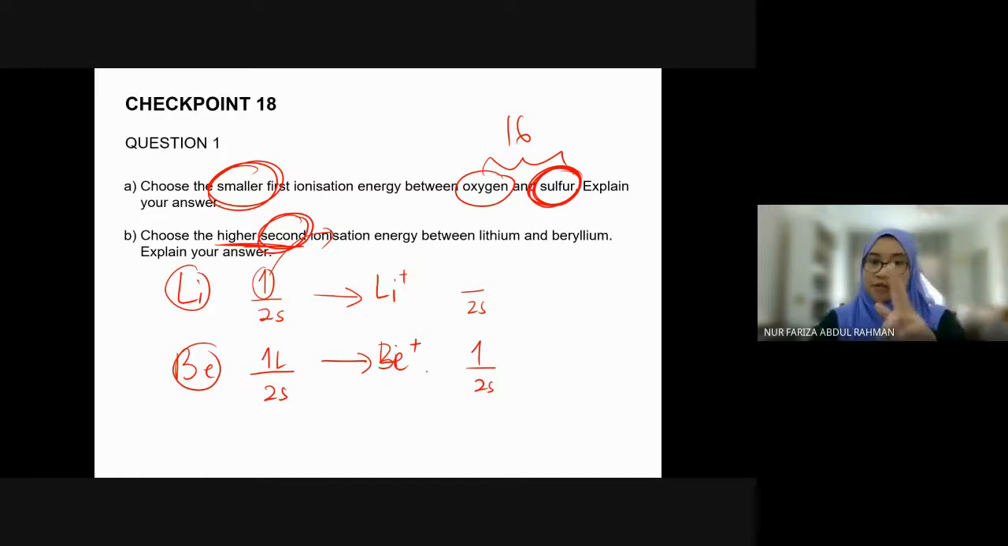Okay, alright. So now how about the second ionization energy? Kita kena consider kat sini 2s dah kosong. That means the second electron need to be removed from the inner n, n is equal to 1, which is 1s. Betul tak? Lithium period 2 kan? Kita dah nak kena buang dekat sini. Ni sebenarnya kita ada 1s dekat situ. Ni dah kena buang lah ni.